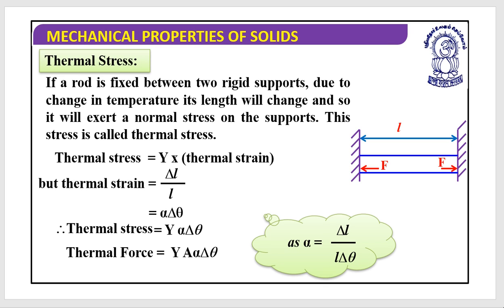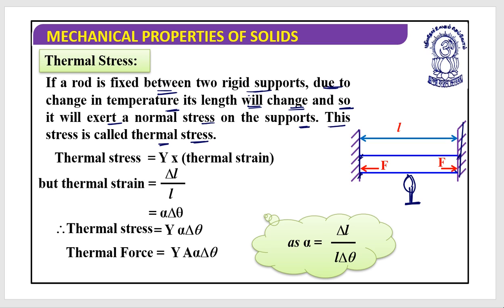Let's assume that these two are rigid supports, and between these two rigid supports a rod has been fixed, as you can see in this figure. Now what happens? I am going to heat this rod, providing a temperature difference to this rod. Due to the change in temperature, its length is going to change, and so it will exert a normal stress on the supports. This stress is called the thermal stress.